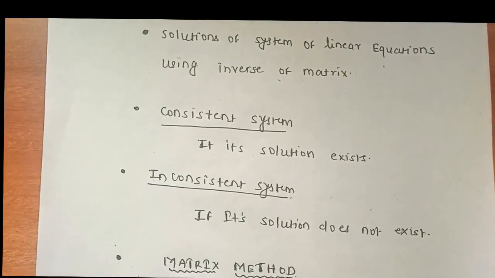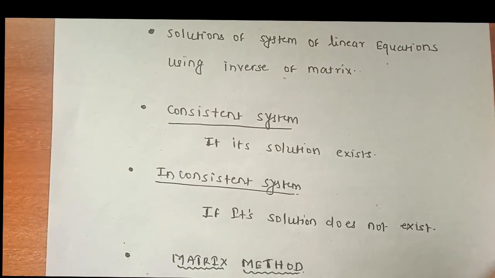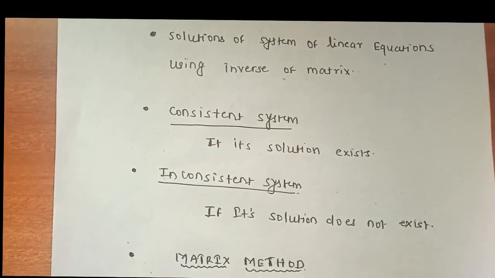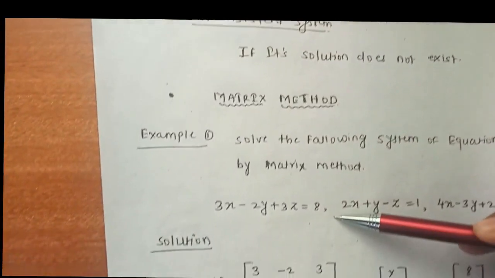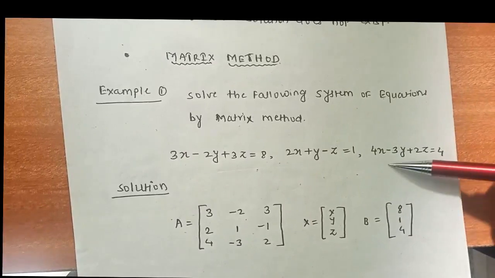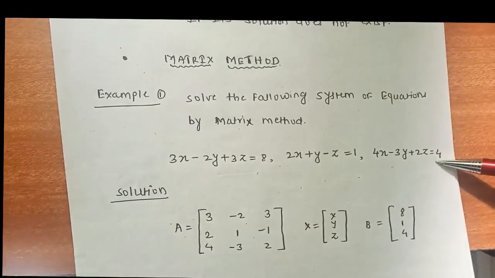Now this is the linear equation. First of all, they gave 3 equations. Directly we'll go to the problem so you'll understand better. The 3 equations they have given are: 3x minus 2y plus 3z is equal to 8; 2x plus y minus z is equal to 1; 4x minus 3y plus 2z is equal to 4.